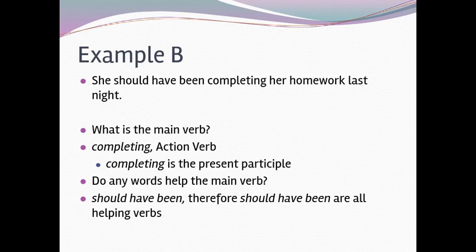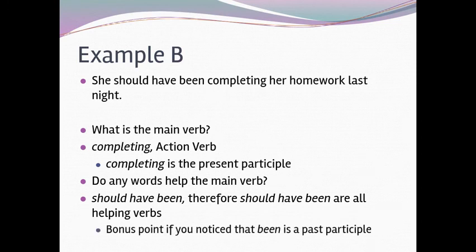So when you look at your sentence, find the main verb, decide action or linking if you're comfortable with that. You don't have to, but you want to see which form it is, present, past, present participle, or past participle, and then find all the helping verbs. Like I said, if you noticed been was a past participle, that's a bonus point for you.